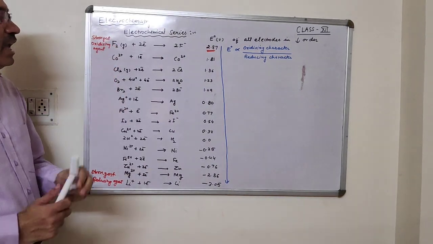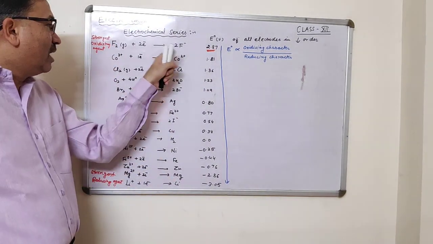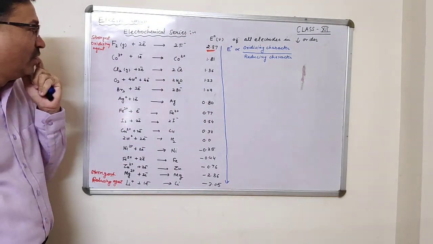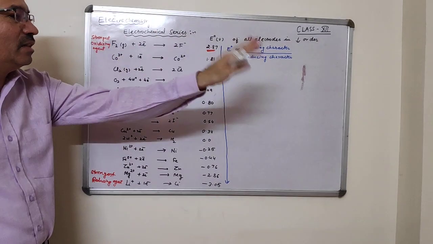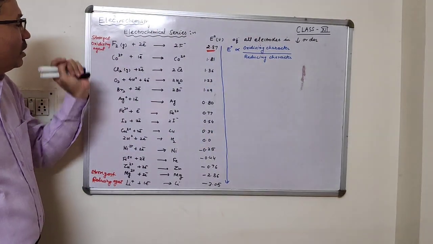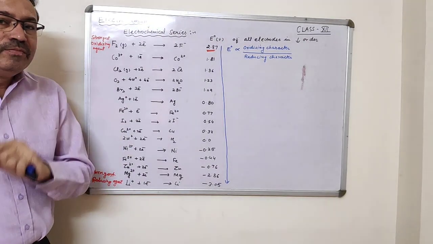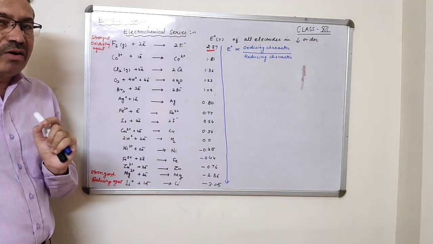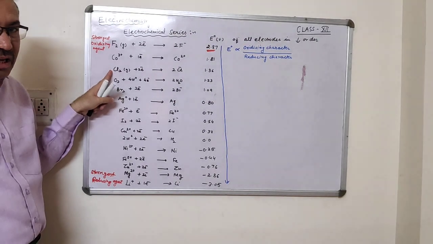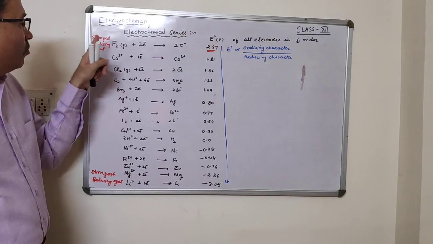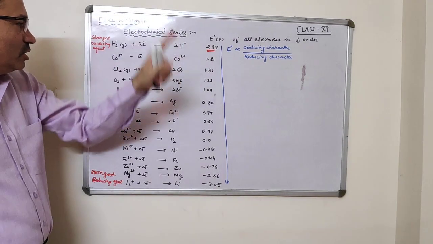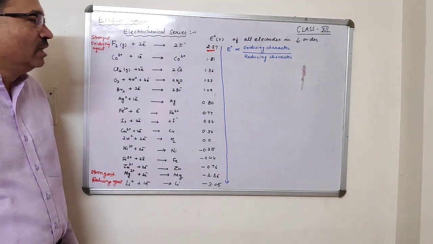Similarly, fluorine can gain the electron easily. It is the strongest oxidizing agent, meaning it oxidizes another substance while itself getting reduced. If you see the electron gaining capacity, electron gain enthalpy, it is highest for chlorine among all the elements. Despite this, fluorine is the strongest oxidizing agent due to the high hydration enthalpy of the F- ion.